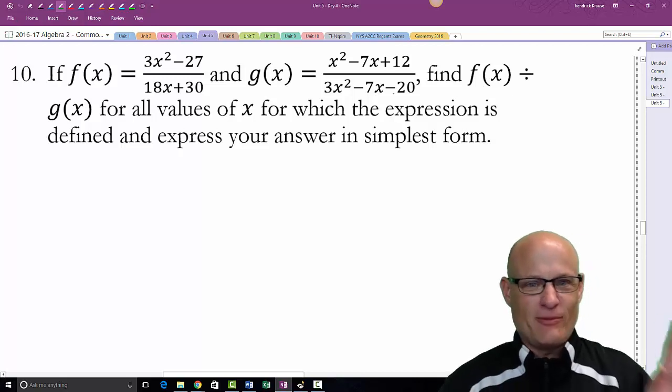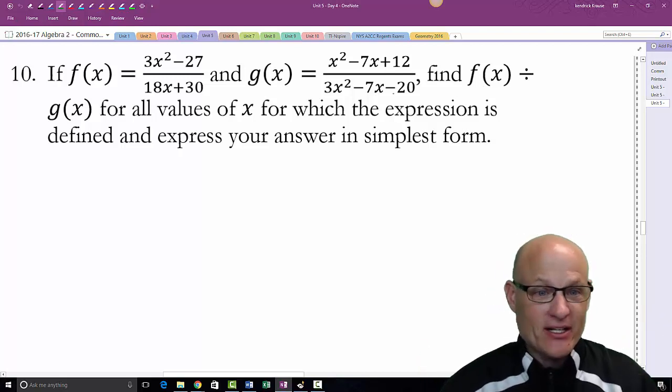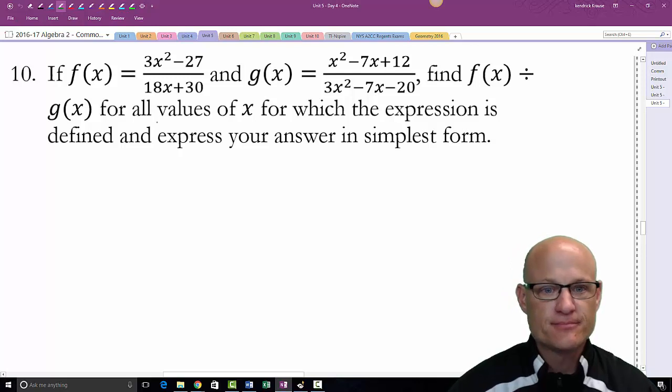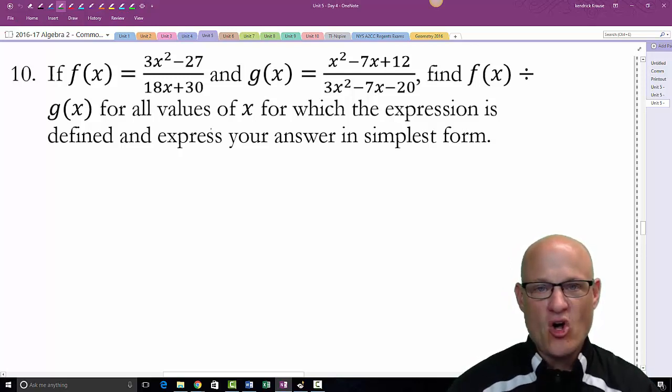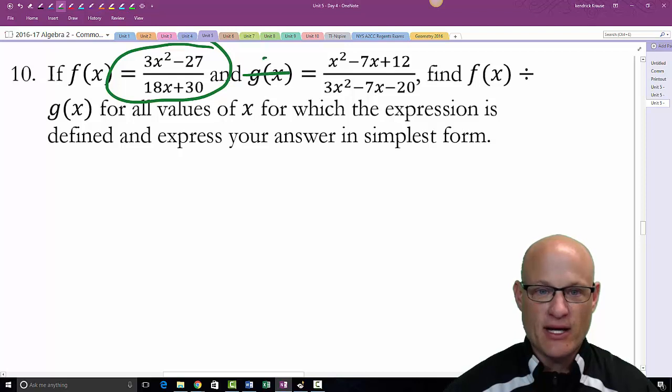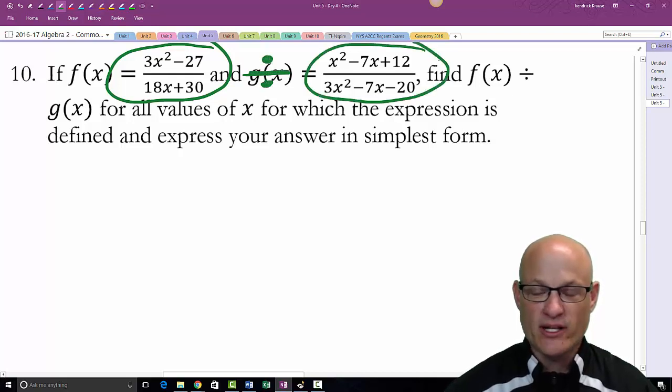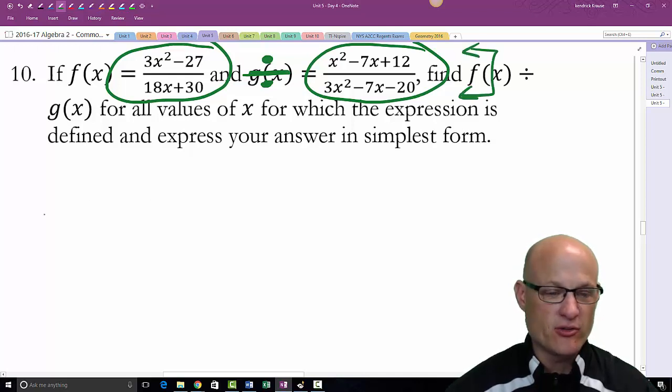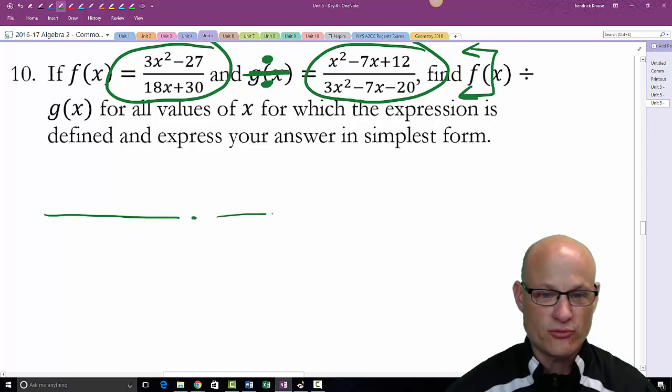If f of x equals this and g of x equals this, find f of g of x. Now this looks so complicated. See, it's all these words where it's really just saying find this divided by this. Well, if this is the one that's being divided by, it's the one that gets flipped. All right, so we're going to change it to a multiplication problem, and that one's getting flipped.